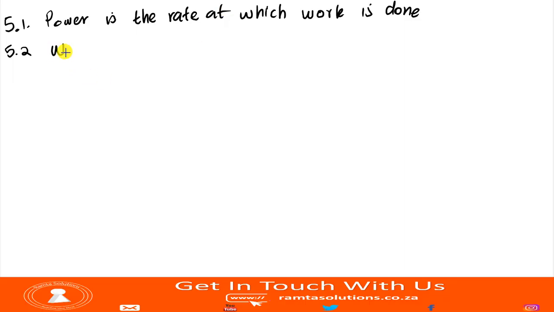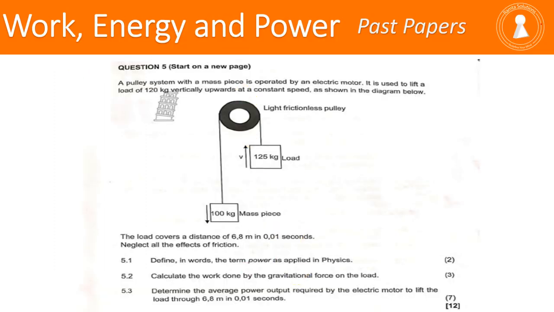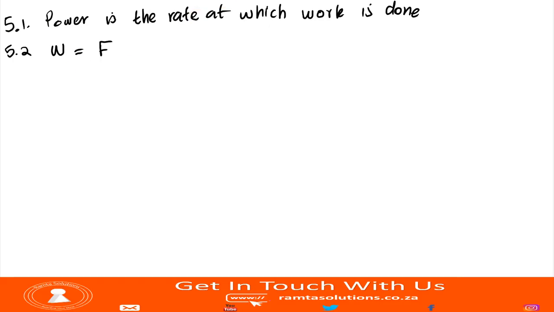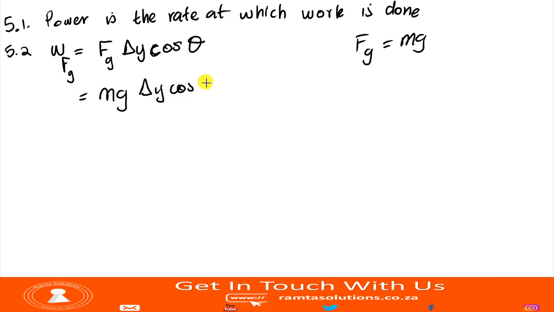We know that work is equal to, and the question said of the gravitational force, so let's call it work done by gravity, W sub F sub G. So W equals Fg delta y cos theta. It's going vertically, so it's delta y. You and I know that Fg is basically mg. This is the weight, so let me just call it weight times delta y cos theta. Is that okay, guys?